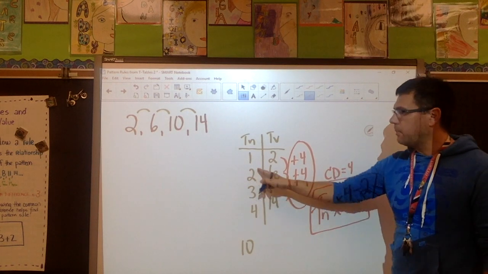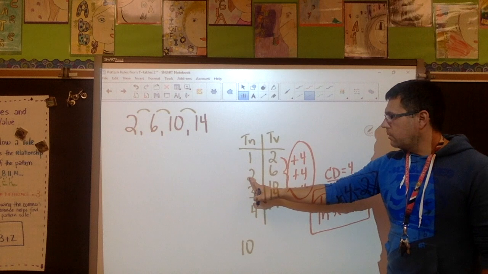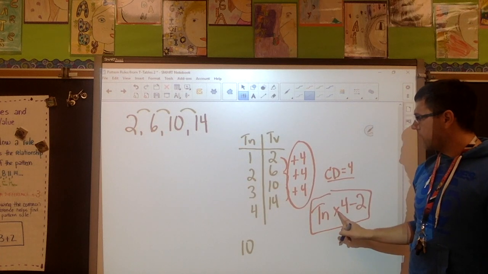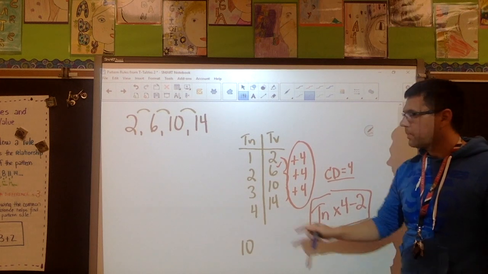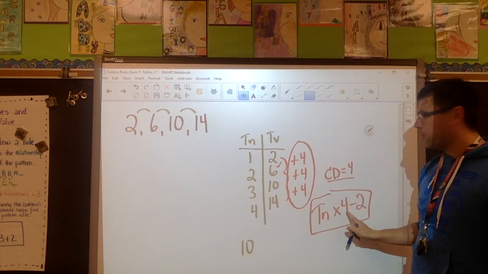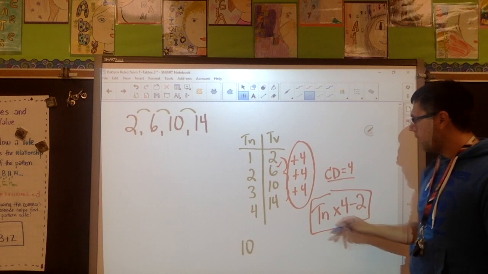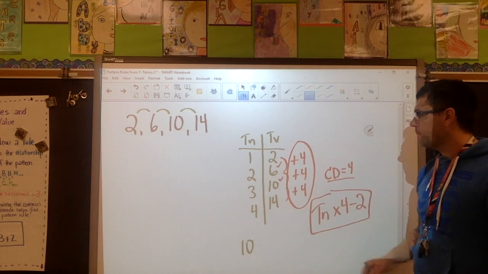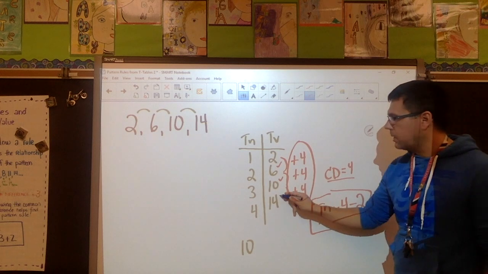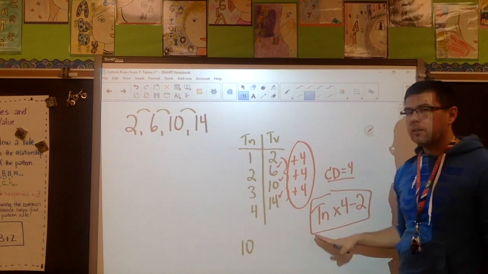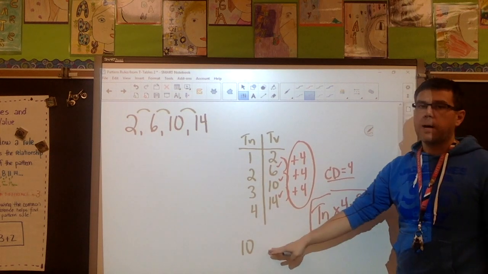So let's just try that and make sure the other ones are right. Well, 2. 2 times 4 is 8, minus 2 is 6. That's right, that's what we got. What about 3? 3 times 4 is 12. 12 minus 2 is 10. Yep, that's what we got. And 4. 4 times 4 is 16. Minus 2 is 14. That's what we got. I'm confident this is the rule for this table, for this pattern.